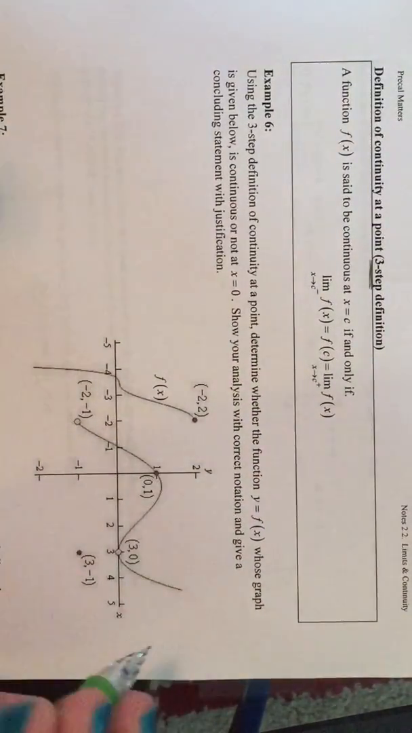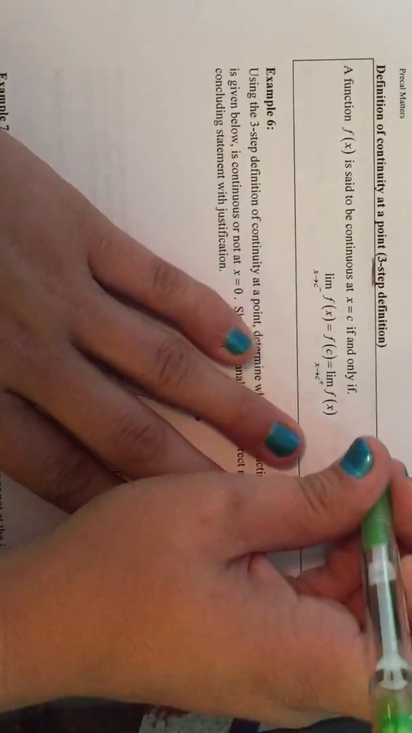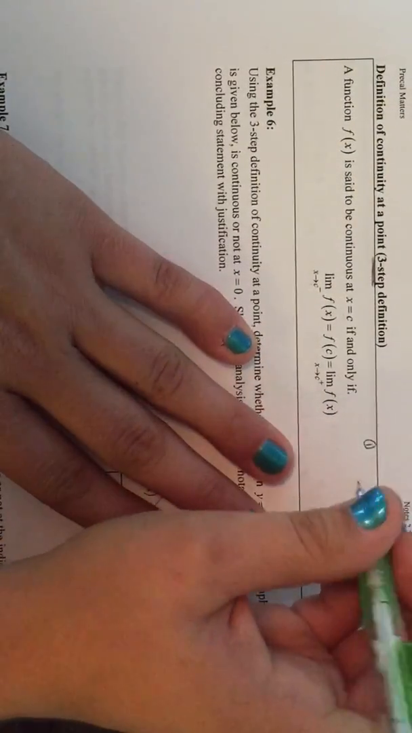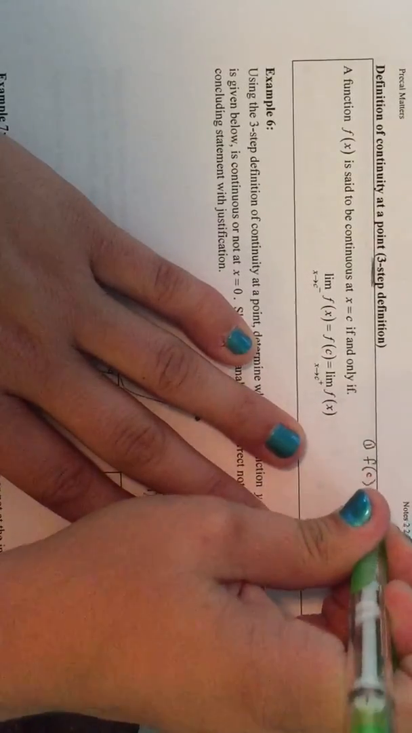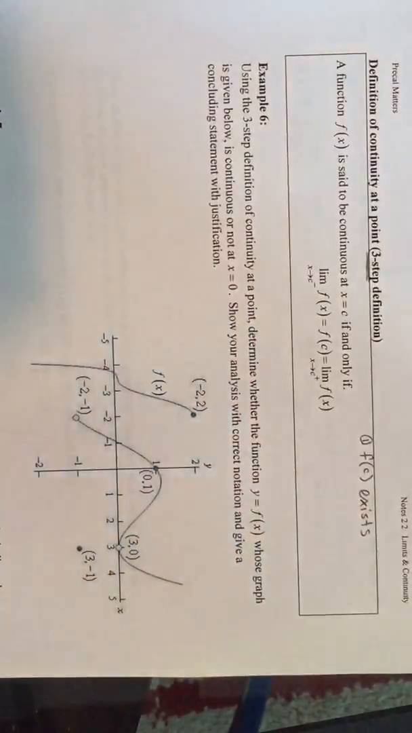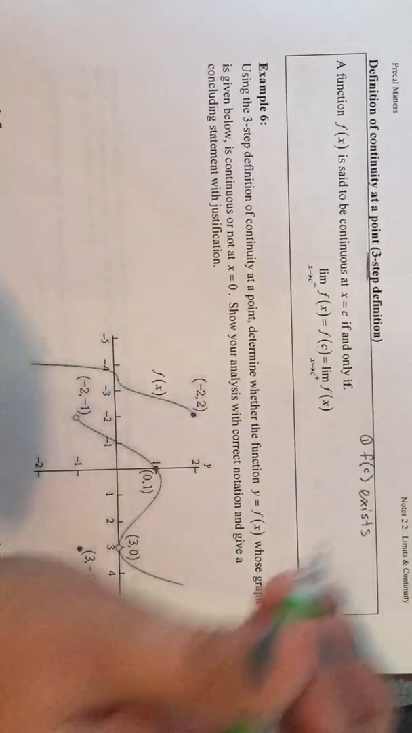In calculus, we're gonna talk about this in terms of three things, so let's go ahead and talk about that now. So there's step one that says the function at the point exists, okay? There can't be a hole, right? The function has to exist at that value.